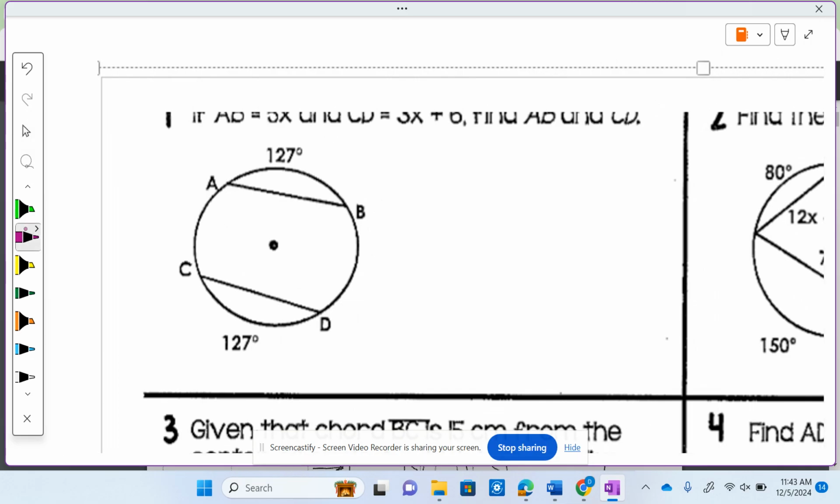So this says if AB equals 5x and CD equals 3x plus 6, we have to find the length of AB and CD. Okay. So let's see. This is 5x and this is 3x plus 6.